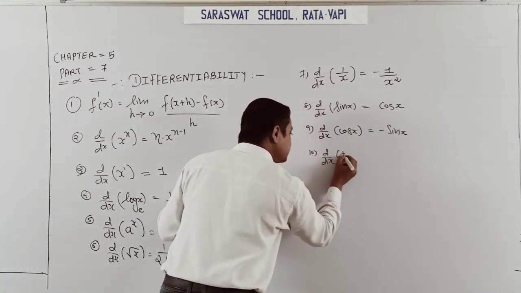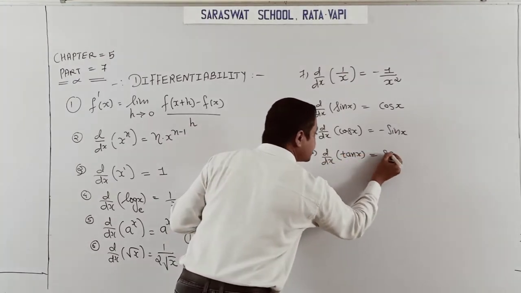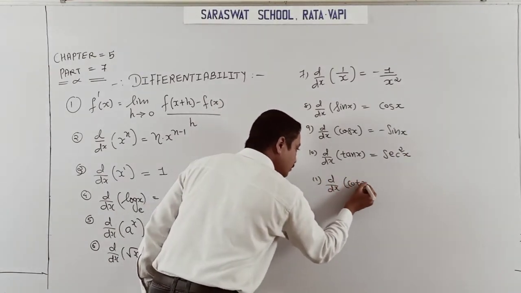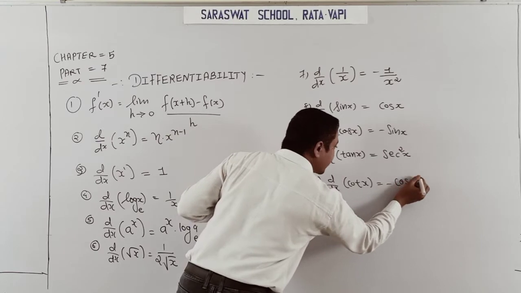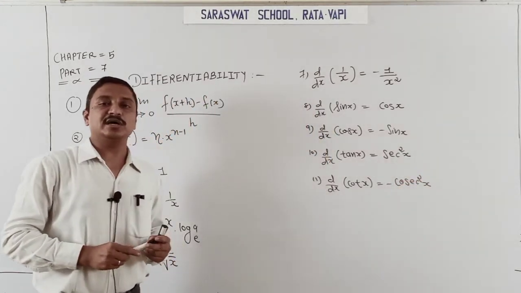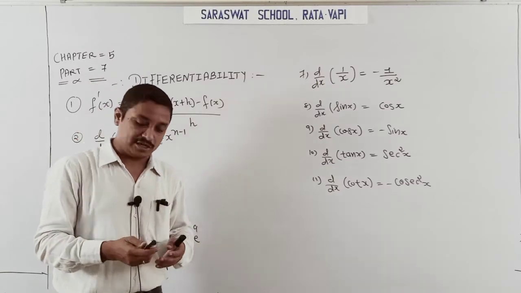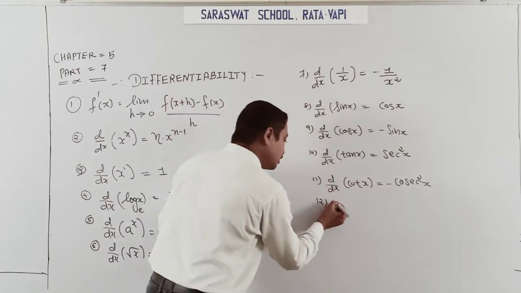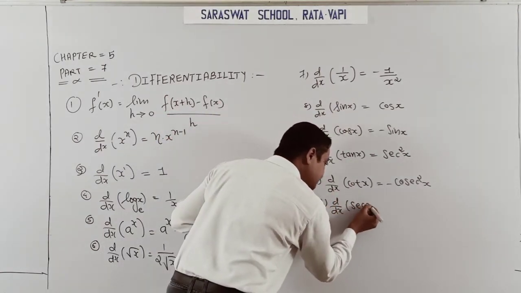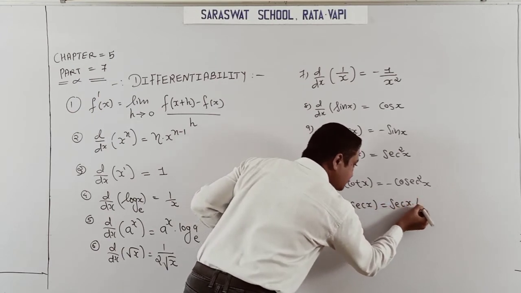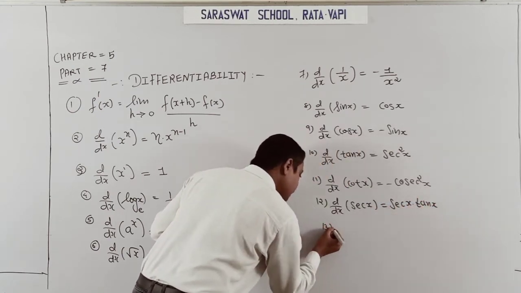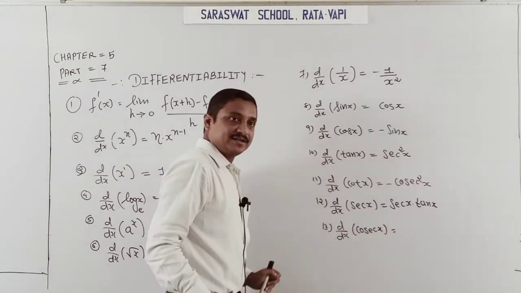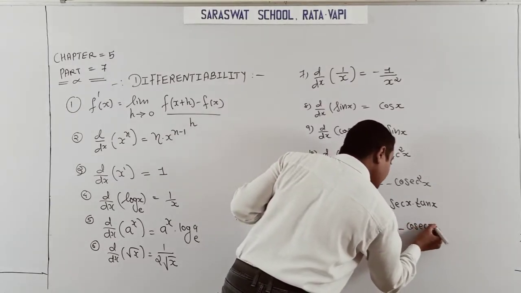Next, 10th one. d/dx of tan x is sec square x. Continue, d/dx of cot x is minus cosec square x. Yes, all these formulas are already known, students. They are 11th science formulas. Now 12th, the derivative of sec x is sec x into tan x. 13, d/dx of cosec x is also known, I think: minus cosec x into cot x.